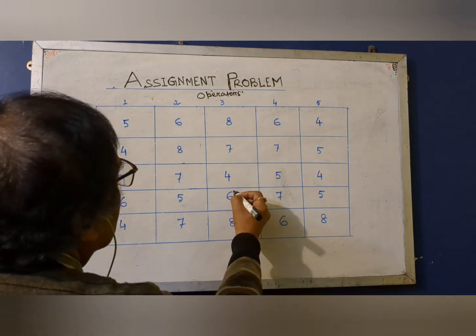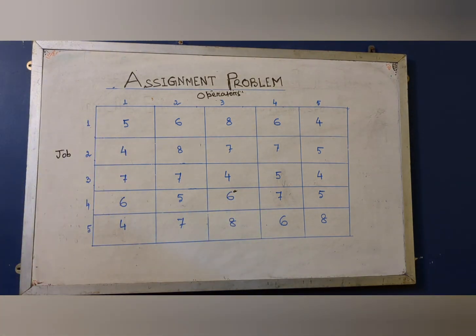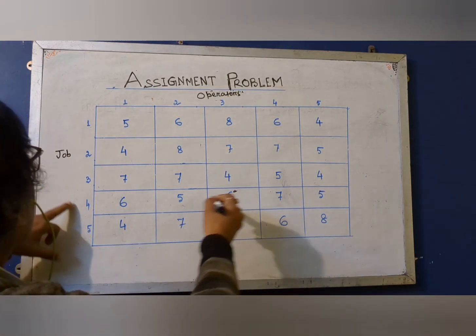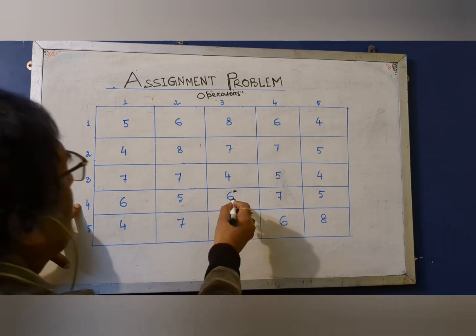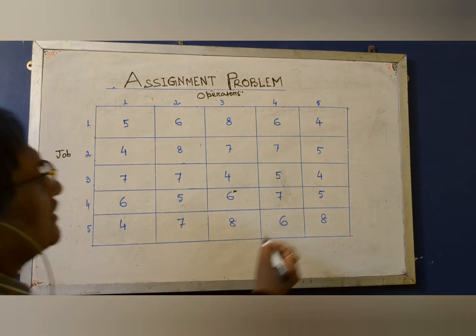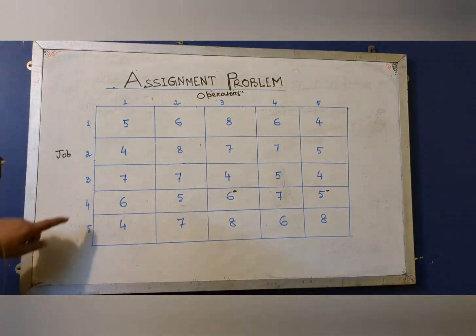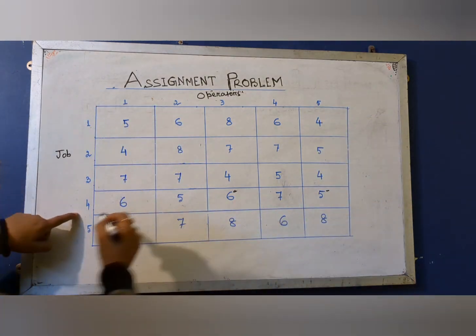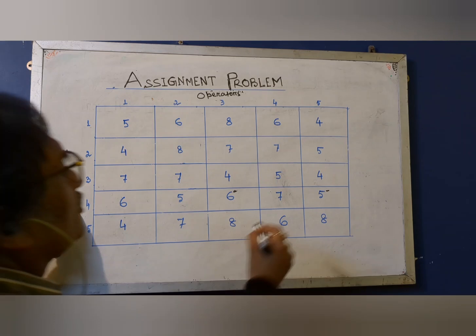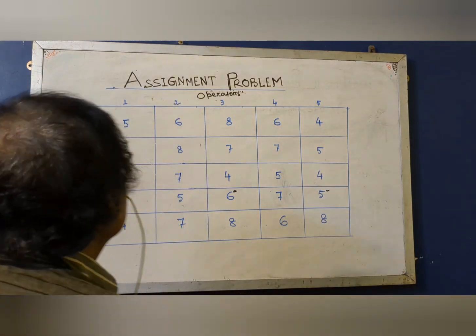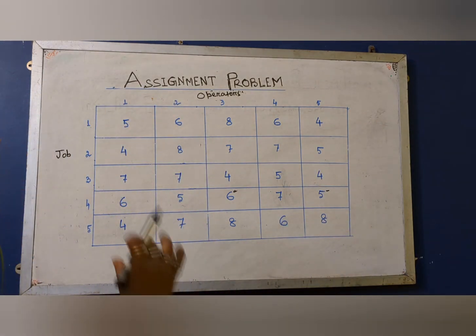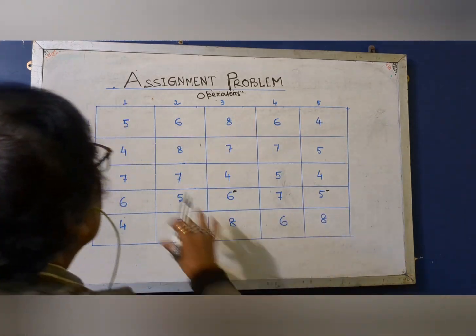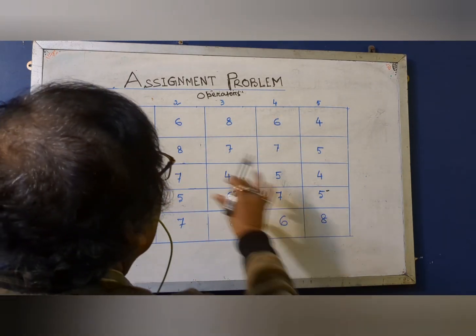So again I am explaining. Suppose 6. What is 6? 6 means if operator 3 is allocated job 4, then 6 hours will be required. Say 5. What does 5 hours mean? If operator 5 is allocated job 4, then the total time required will be 5 hours. In this way, the time required for all the jobs by the different operators is noted in the given matrix.